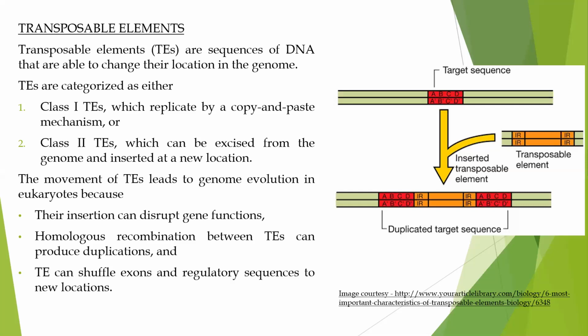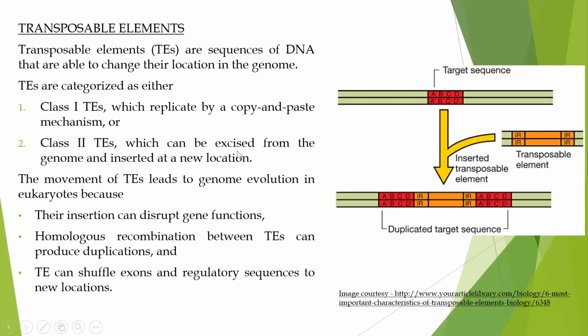There are two mechanisms. The first mechanism is called the copy and paste mechanism. What is this copy and paste? That means a transposable element makes a copy of itself. Then this copy goes and inserts itself in another location of the chromosome. That is called the copy and paste mechanism. What is the second mechanism?